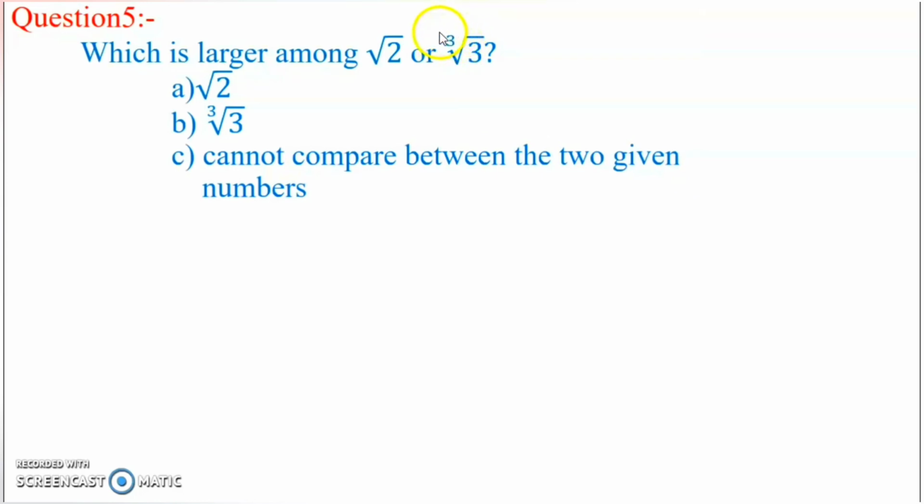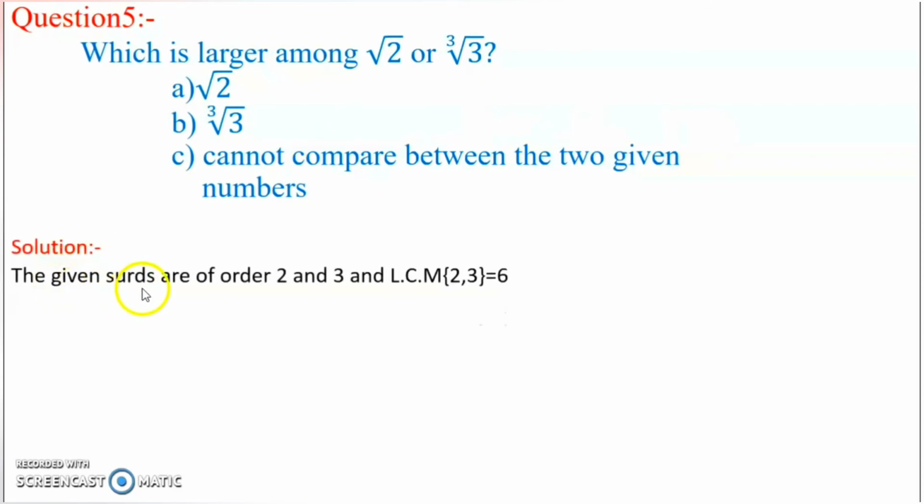So here this quantity is of order 3. Now here this is the square root of 2. So the order of this quantity is 2. Now for example, suppose you had fourth root of say 4. Then the order of that term would have been 4. So in this case, the given surds are of order 2 and 3, and what you have to do is find the LCM of the two orders. Now here the orders are 2 and 3 and the LCM, that is the least common multiple of 2 and 3 is equal to 6.